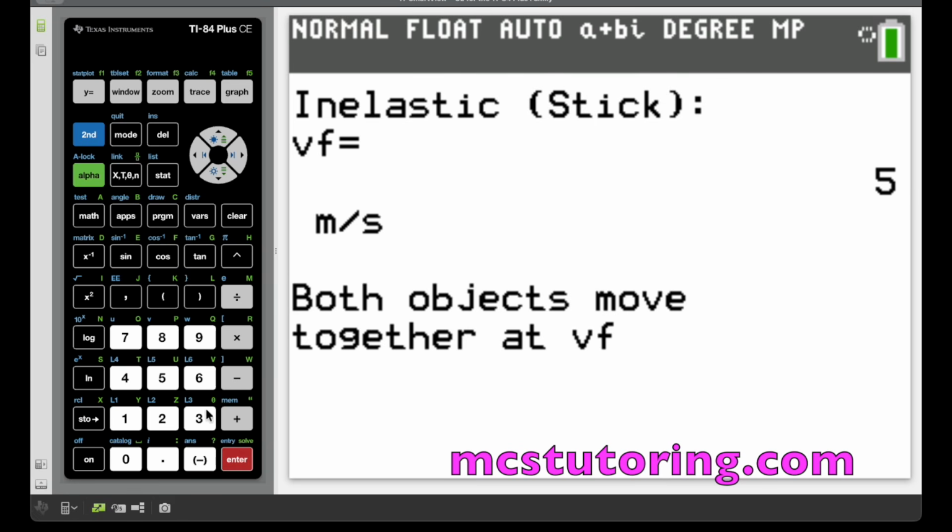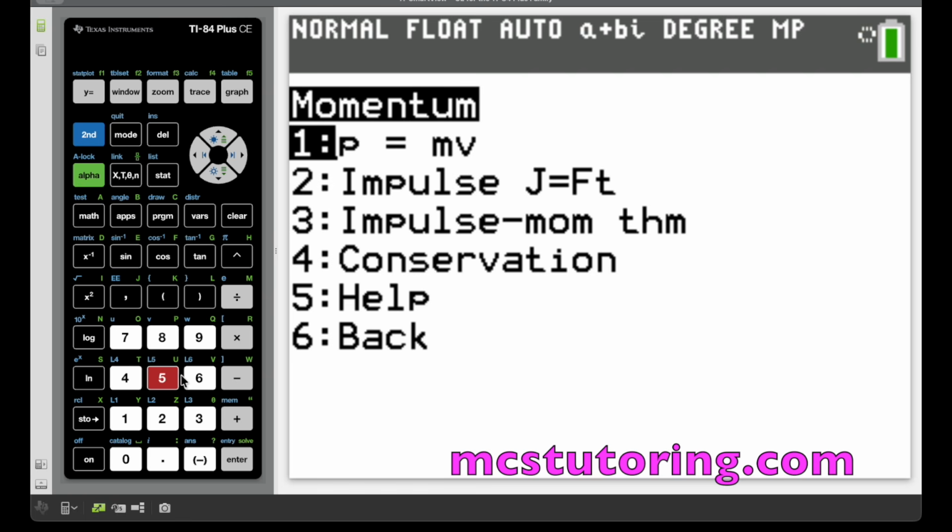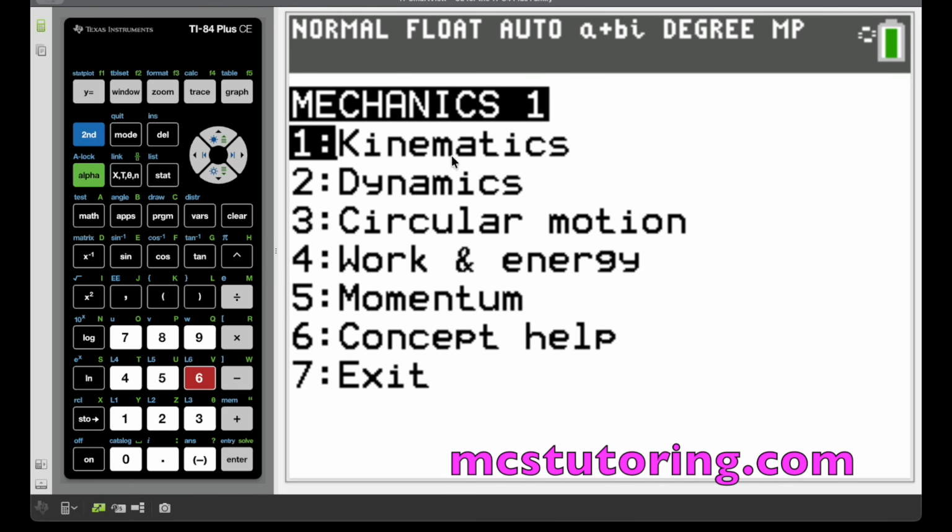Now, let's check for kinetic energy. So what we're going to do, we're going to go back and back. And again, it does help the more familiar you are with the menu options, the faster you're going to be able to go through all this.